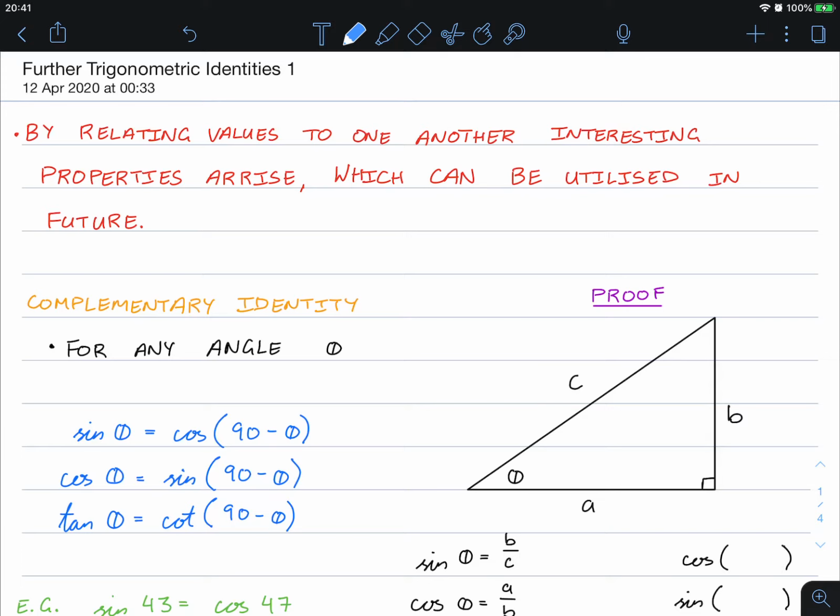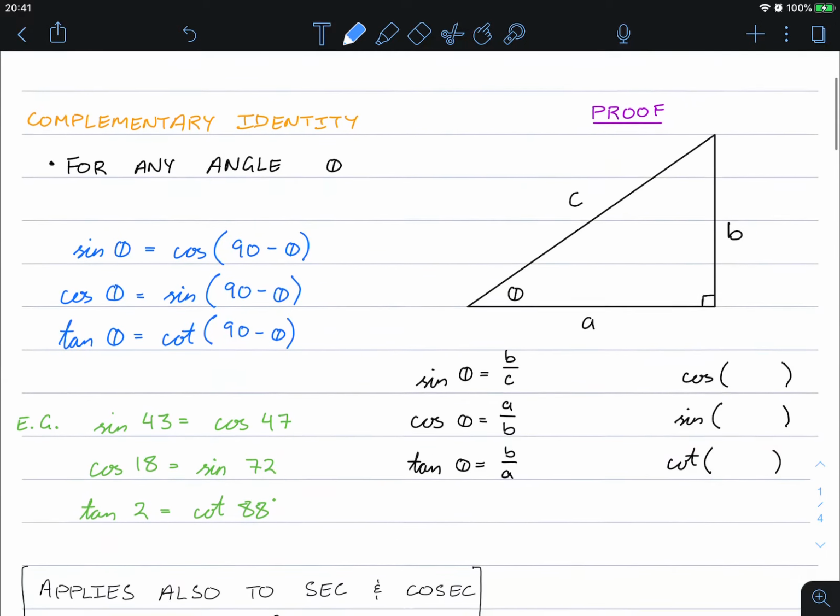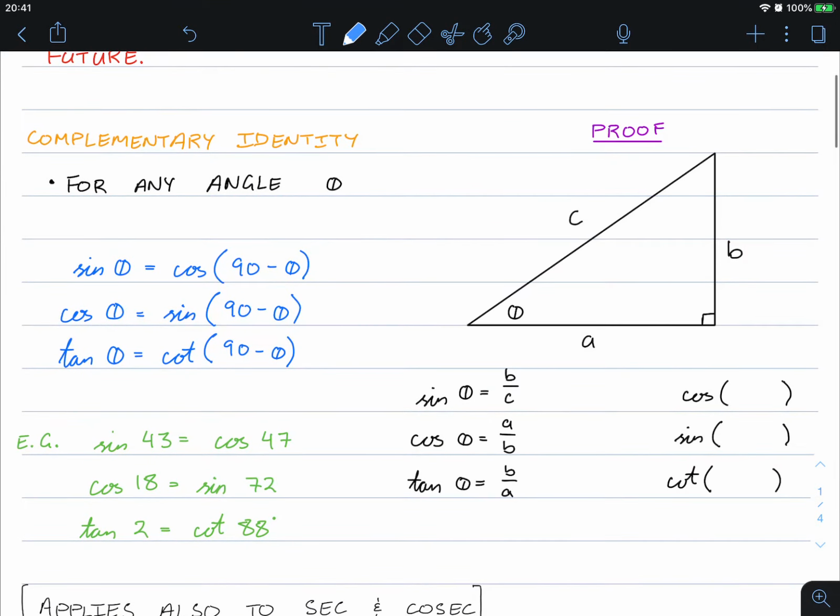Hello class, this is a video tutorial on further trigonometric identities by relating values to one another, as well as introducing other geometric proofs. Properties arise which can be utilized in the future. So let's first take a look at the complementary angles.